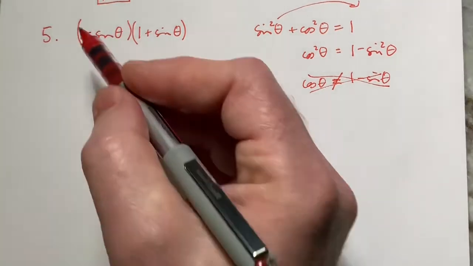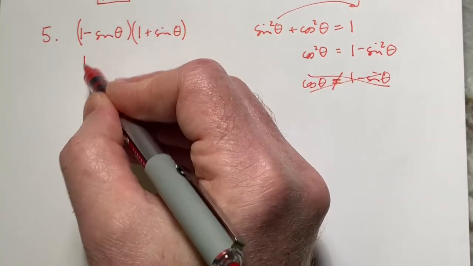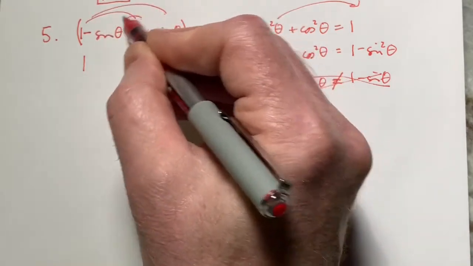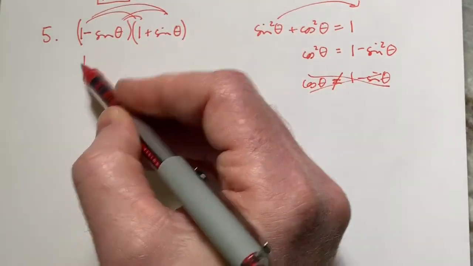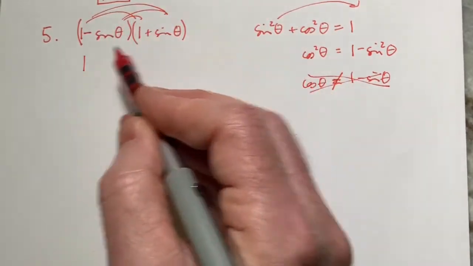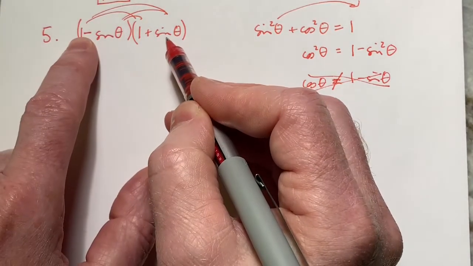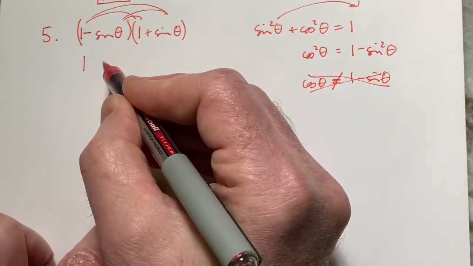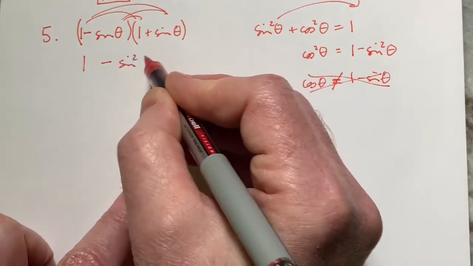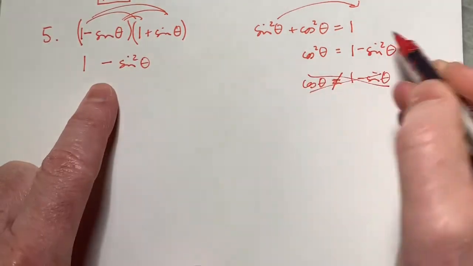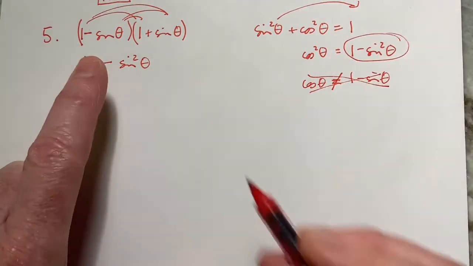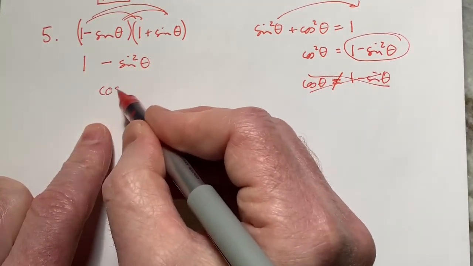But what I can do is FOIL it out. And if I FOIL it out, first, outer, inner, last, the first gives me a 1. The outer and the inner, because these are like conjugates, they cancel, right? The positive sine theta and the negative sine theta cancel. And then I'm left with minus sine squared theta. Now that is this. So this I can replace with cosine squared.